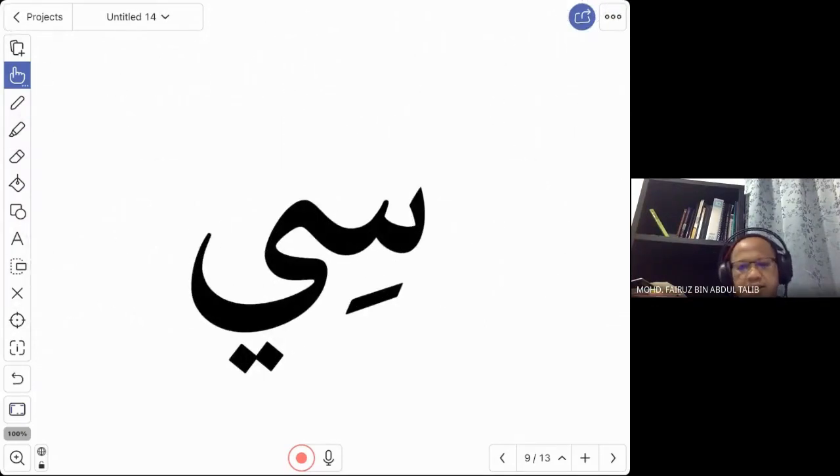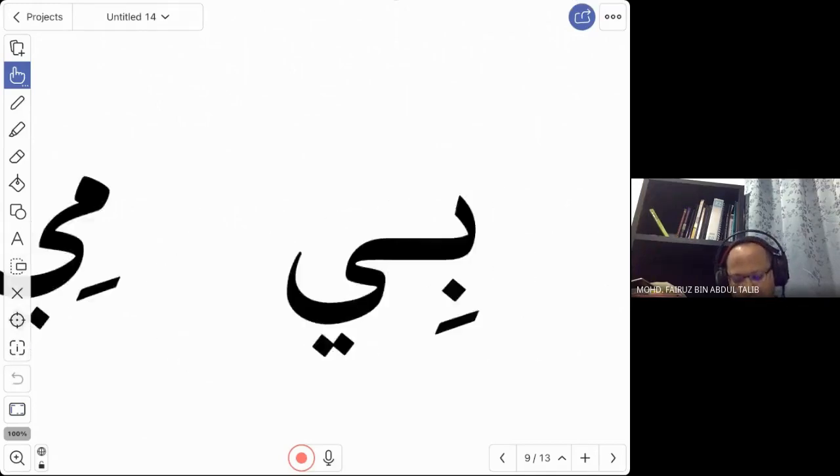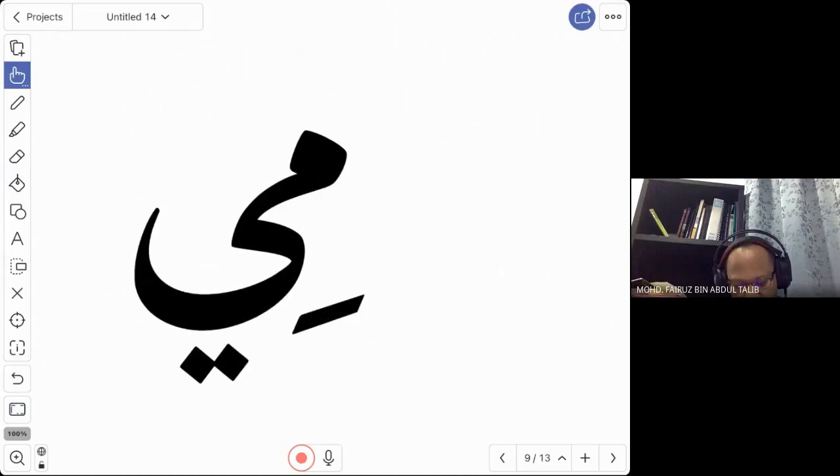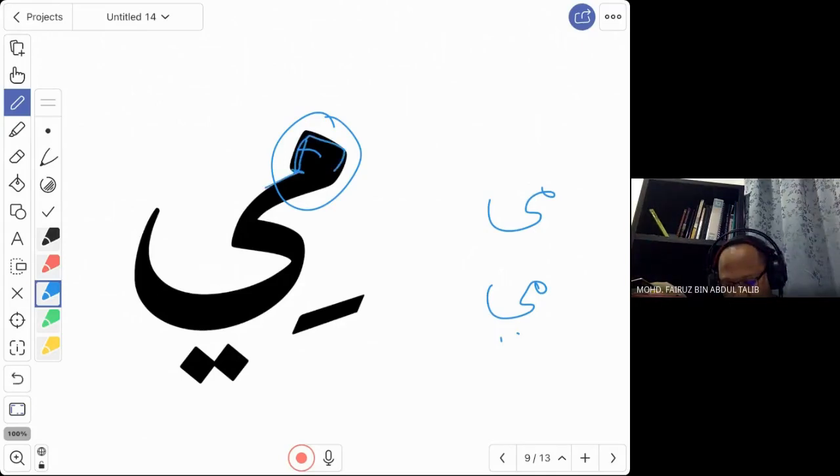So we say si, bi, mi. This is mim. If it is normal handwriting, this is what you do. If you are using a calligraphy pen, you can do this because it will produce this shape. But using a normal pen, it doesn't work, so with a normal pen you don't do that. If you do this, that is better.